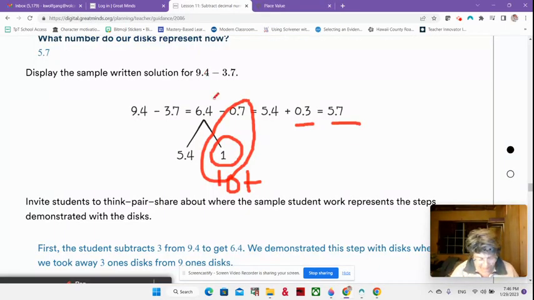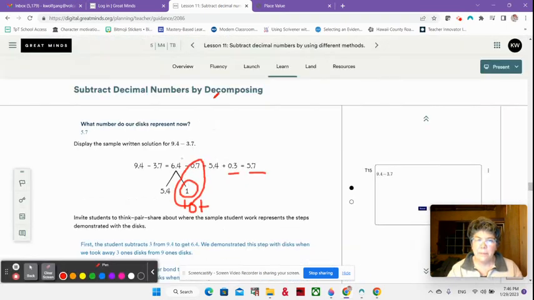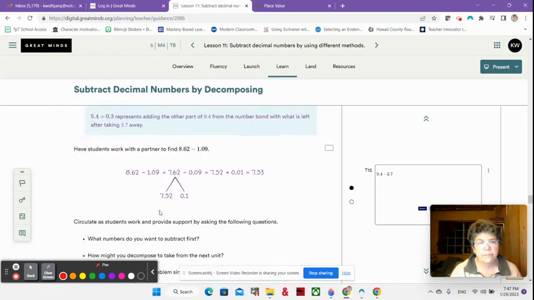All right. So we are subtracting decimal numbers using a number bond to decompose the decimal number to take from the next unit. I know it's a little complicated, but maybe it's helping you to see things in a different way and to grow that brain. Okay. All right. So now let's look at our next one.